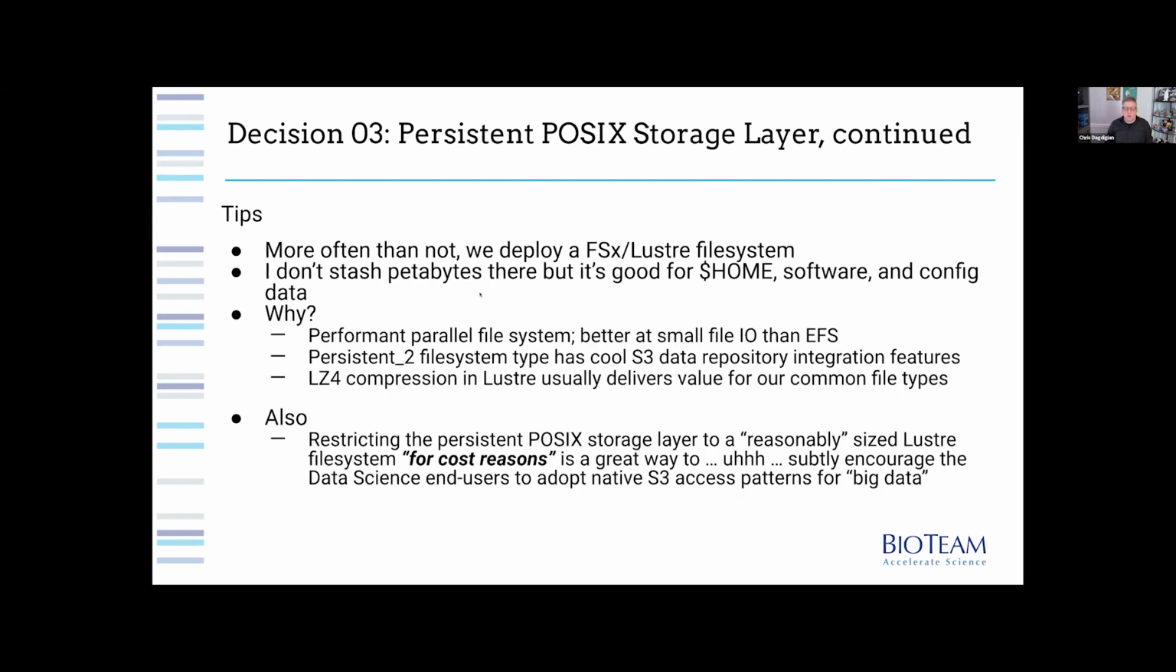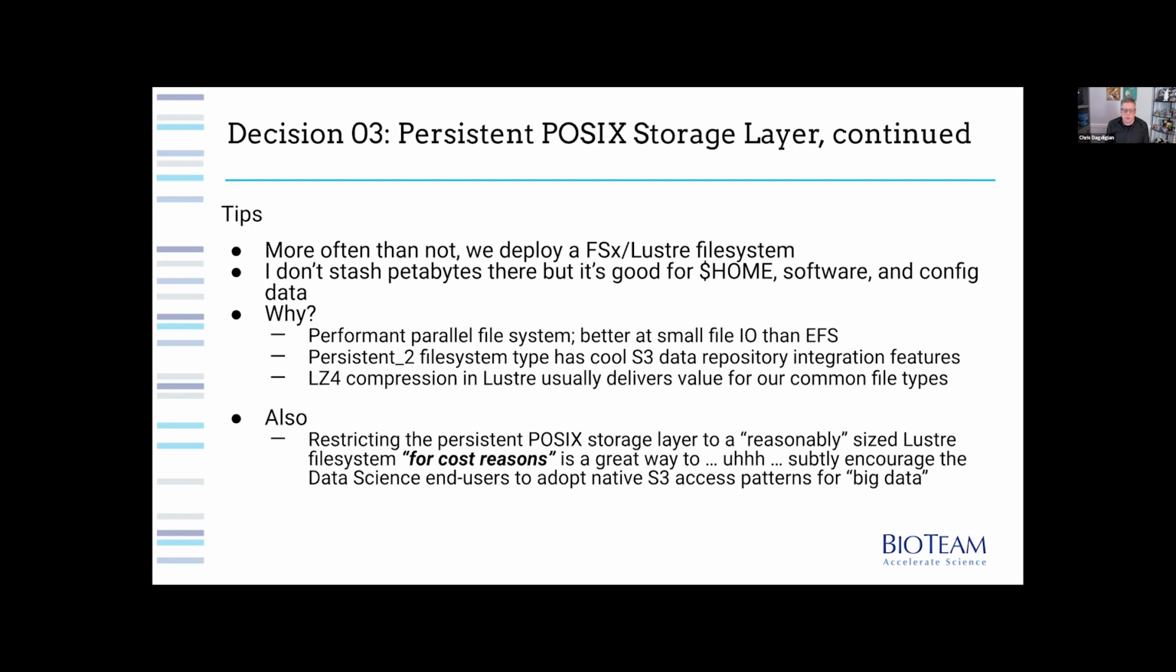More often than not, because of EFS small file IO issues, and also because I'm interested in some of the capabilities of FSx involving automatic data repository associations and being able to sync data in and out of S3 buckets or prefixes within an S3 bucket, when I build an environment like we're talking about today, my storage layer is FSx for Lustre. It's kind of my starting point. It's not super expensive to run Lustre at small scale. I don't stash petabytes there.